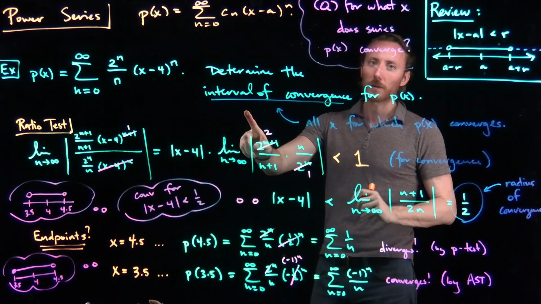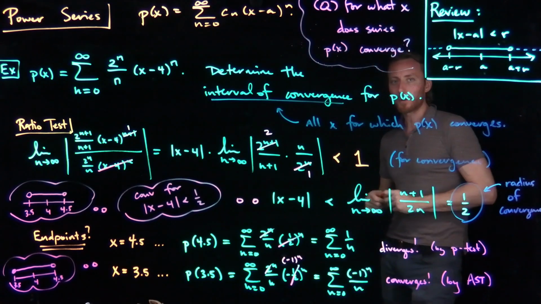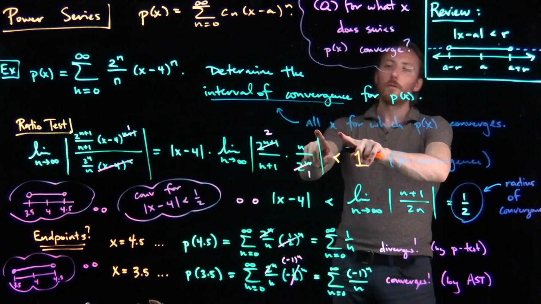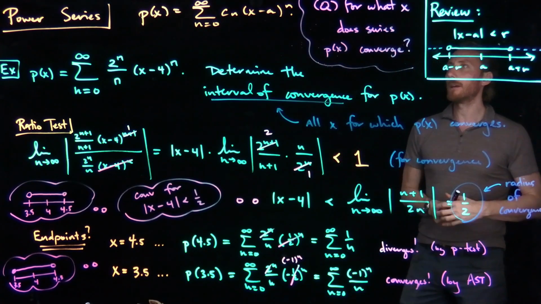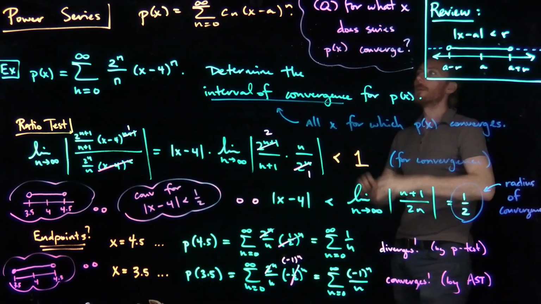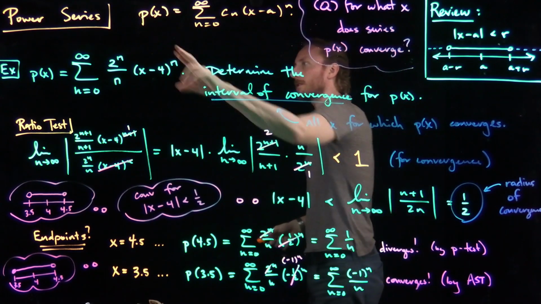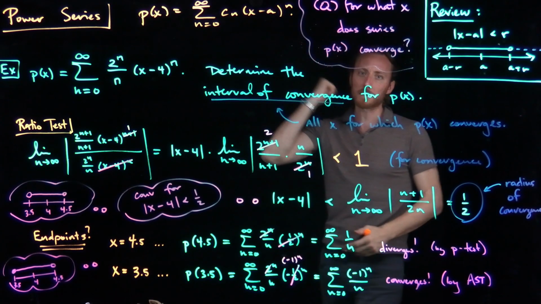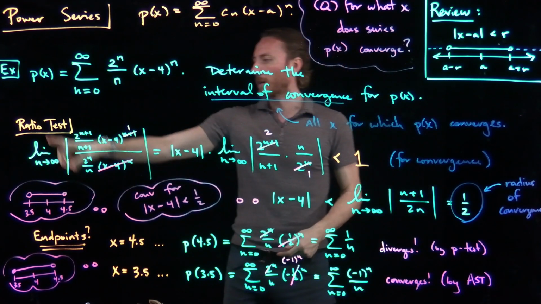Ooh, I said interval of convergence. We're going to determine the interval of convergence of this power series, which is just code for all x's for which p of x converges, the very question that was motivating our study today. So if we're going to assess the convergence of a series like this, because, hey, we've got this (x minus 4) to the n, this exponential expression, why not use a ratio test?